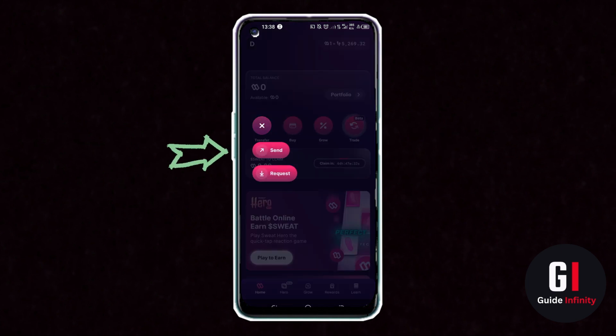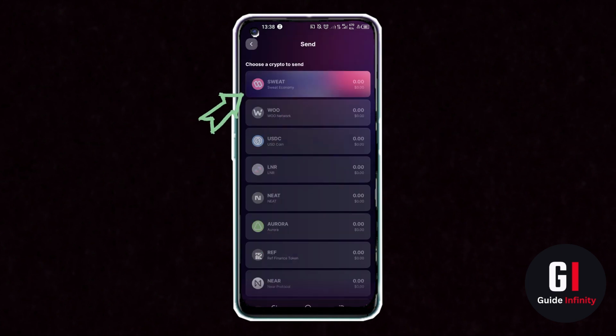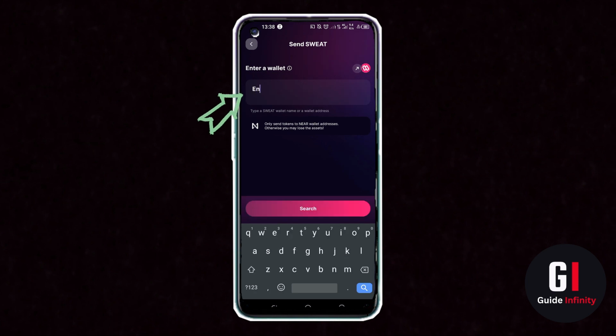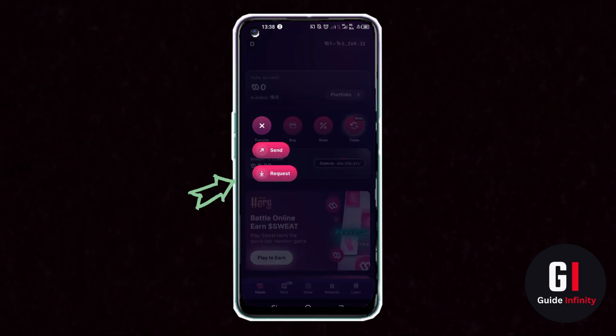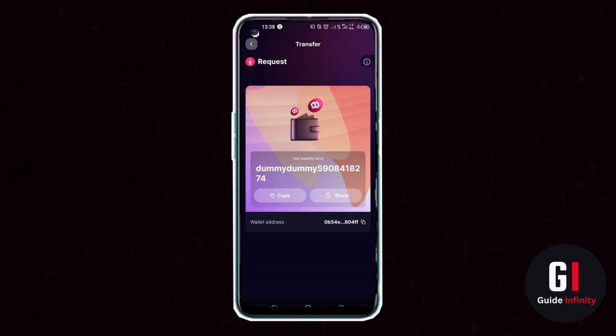If I push on transfer, I can either send part of the total Sweat that I have by entering the username or the address of the recipient wallet, or I can request Sweat by scanning and sending your wallet to the person who wants to send you Sweat.